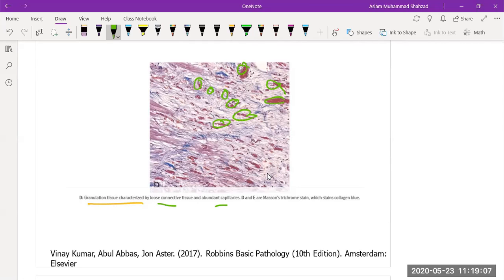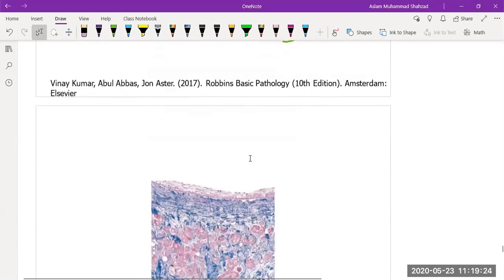We can stain with blue collagen. So you can see the blue color. The blue color is showing you the presence of the loose connective tissue by staining with Masson's trichrome stain, which is used for staining the connective tissues, especially the loose connective tissues.